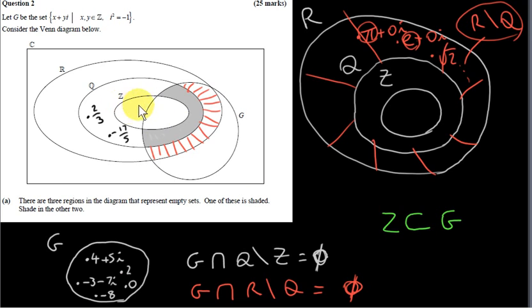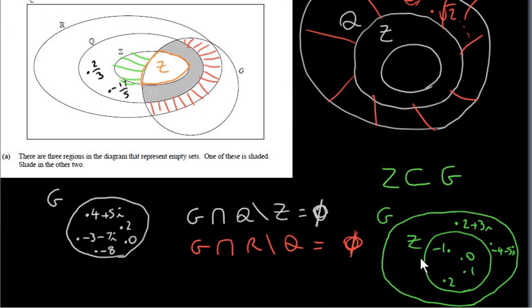So that means that this region out here must be empty. So we can shade in this part here. So Z is actually this region here. This is Z. So all the integers are in here. There's nothing here. Here I have another picture of the set Z inside the set G.